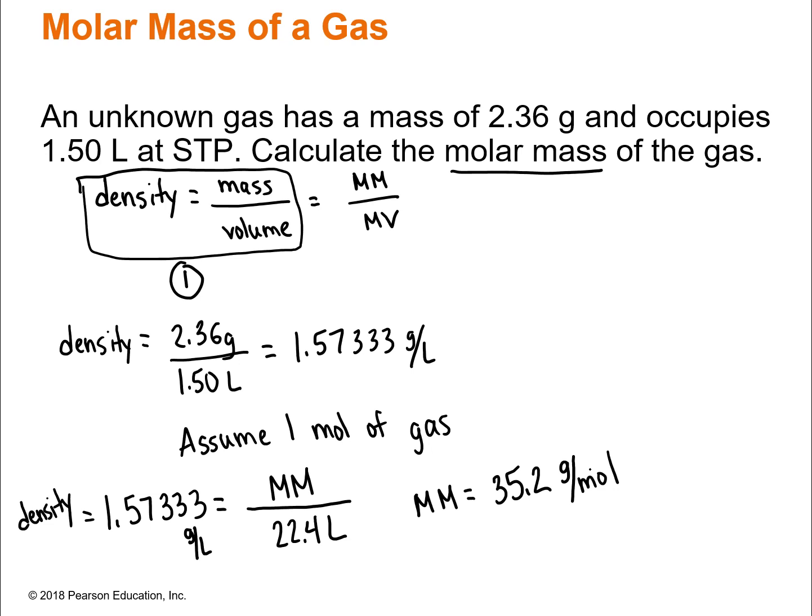Yes, molar volume is always 22.4 liters. It's just like Avogadro's number is always 6.02 times 10 to the 23rd. So those are two numbers that you will need to know. Alrighty, let's move on.